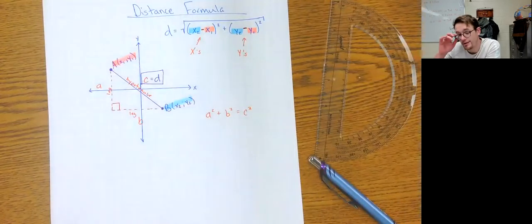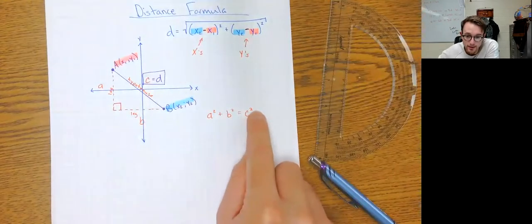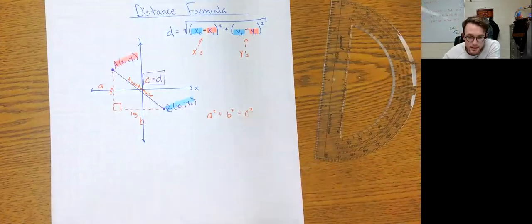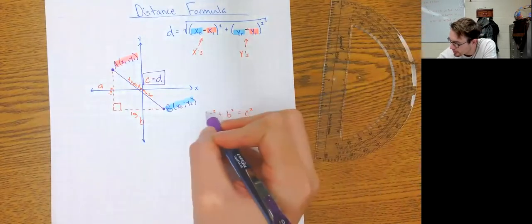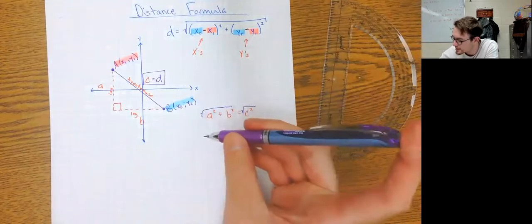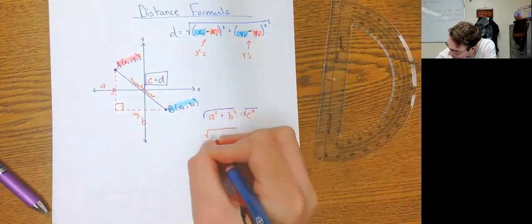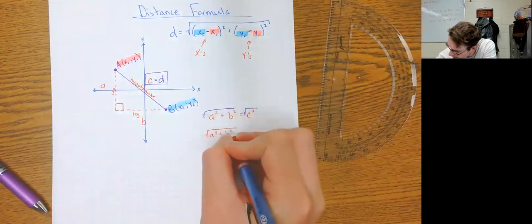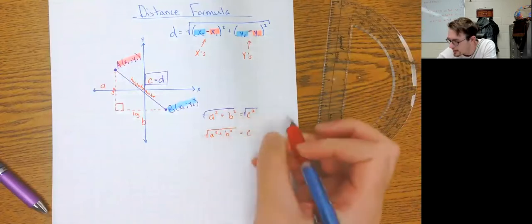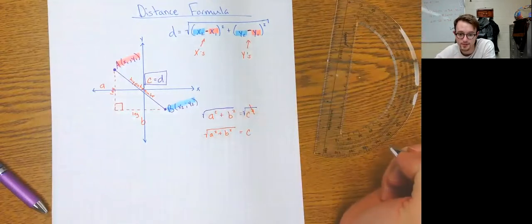Something I don't know if you ever were taught is that in order to cancel out a square, in order to invert a square, you do the opposite. The inverse operation of squaring is to take the square root. So you take the square root of both sides. And what you get is the square root of a squared plus b squared equals c, because these cancel out because they're inverse operations.